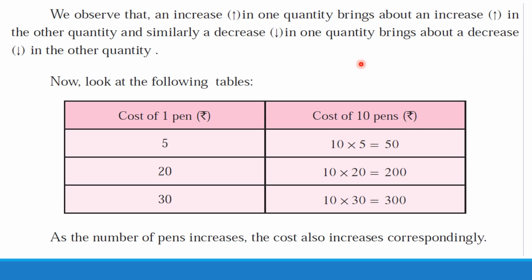Cost of 1 pen is ₹5. Cost of 10 pens is 10 into 5, 50. Next, cost of 1 pen is ₹20. Cost of 10 pens is ₹200. Cost of 1 pen is ₹30. Cost of 10 pens is ₹300. Here you see one quantity increases, the other also increases. That is direct proportion. As the number of pens increases, cost also increases correspondingly. Okay.